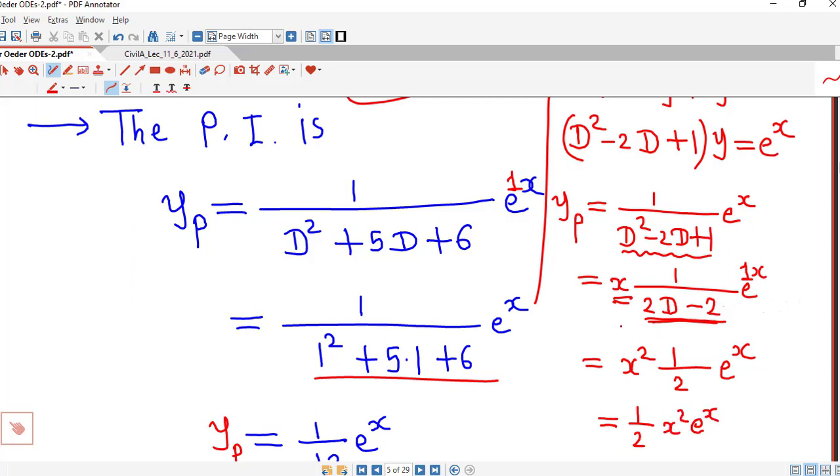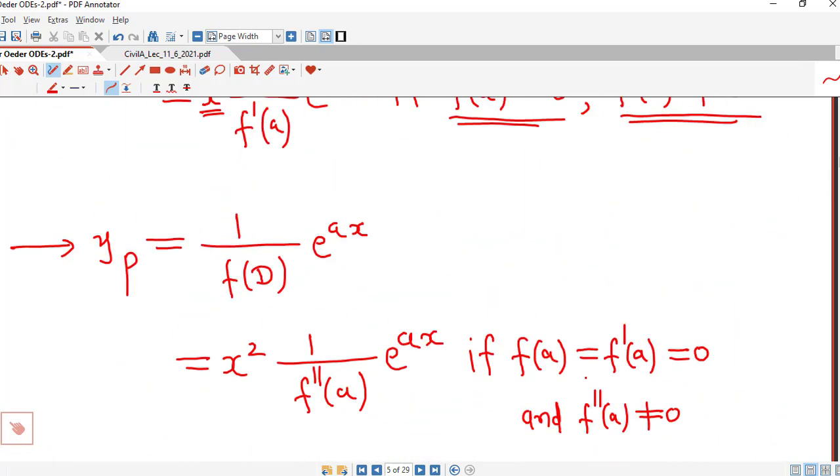So whenever we obtain 0 in the denominator after putting D equal to a, we differentiate with respect to D, and once we differentiate with respect to D, we multiply by x. If I am differentiating one time, I will multiply by x. If I am differentiating two times, I have to multiply by x square, and so on. So we will remember this formula.